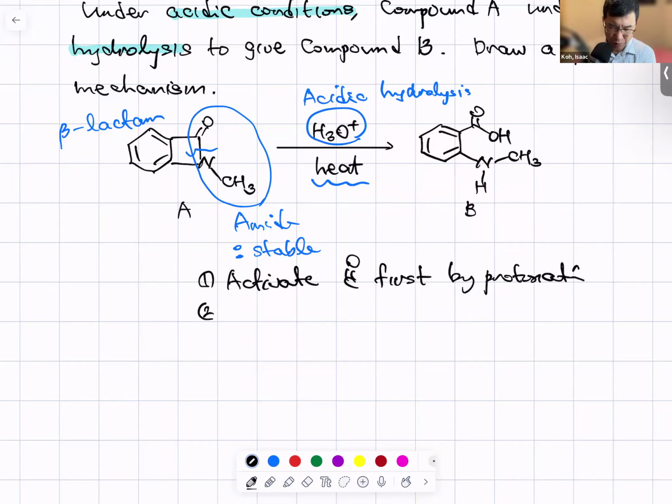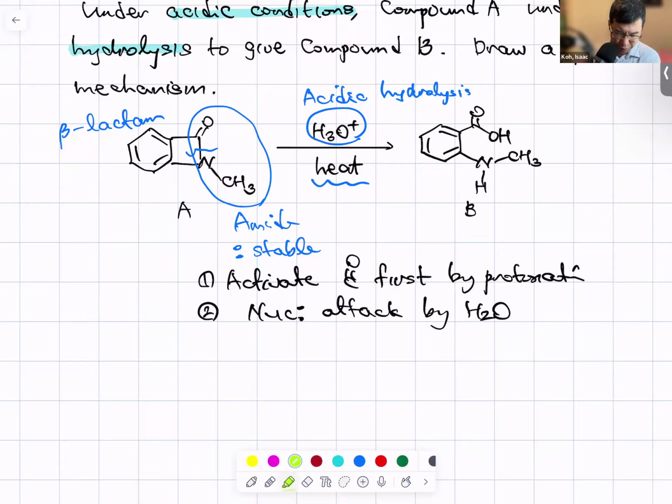And then we can do nucleophilic attack by water. In this acidic condition, we have water. Okay, and let's move step by step. The first step is very important. In acidic hydrolysis, we have to activate the carbonyl group first by protonation. That's important.